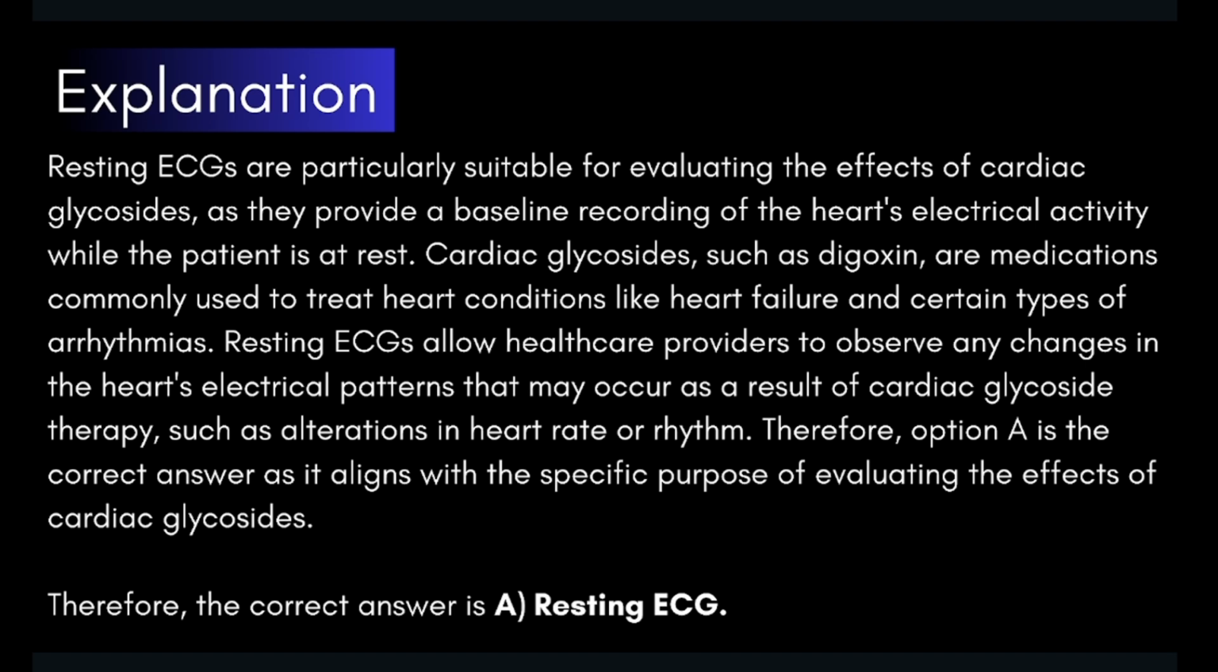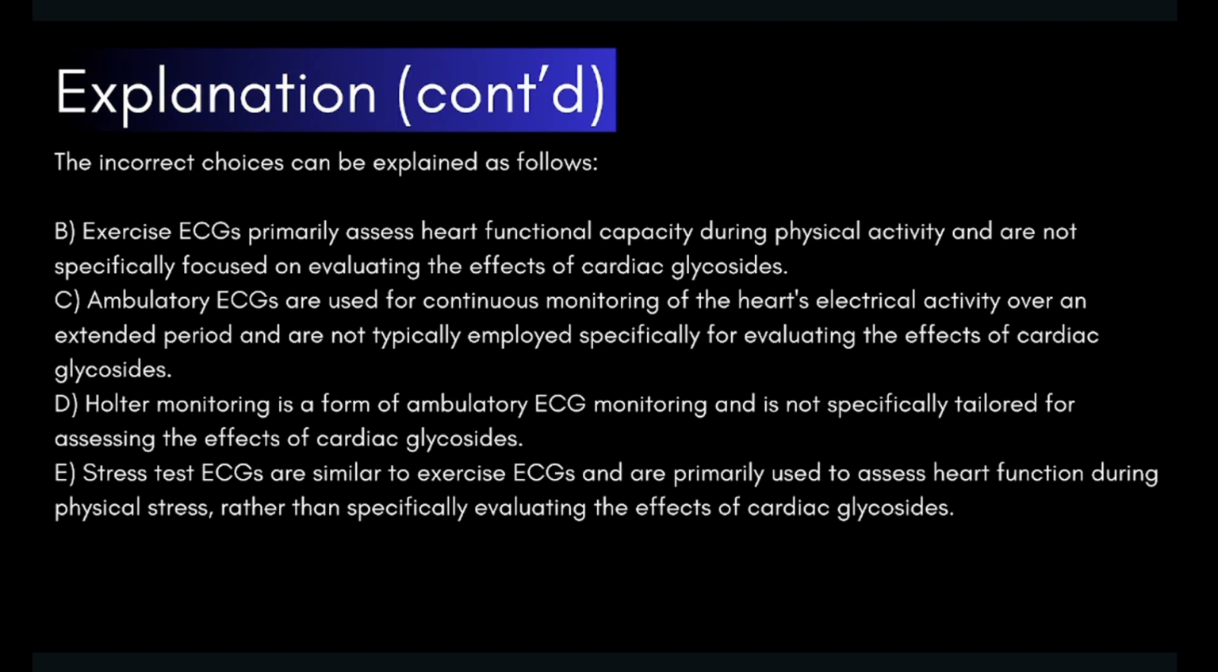Let's go ahead and take a look at why the other answer choices are incorrect. Exercise ECGs primarily assess heart functional capacity during physical activity and are not specifically focused on evaluating the effects of cardiac glycosides. Ambulatory ECGs are used for continuous monitoring of the heart's electrical activity over an extended period and are not typically employed specifically for evaluating the effects of cardiac glycosides.